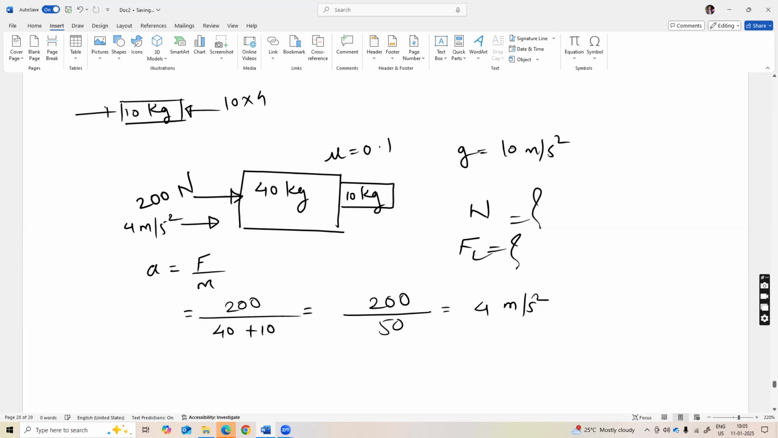So this much will be the normal reaction provided, which is equal to 40 Newton. Okay. And limiting friction is mu n, so it is equal to 0.1 into 40, so it is equal to 4 Newton. Okay. Acceleration is 4.